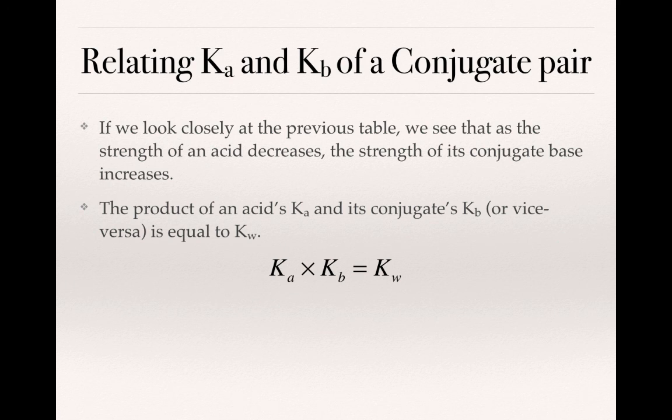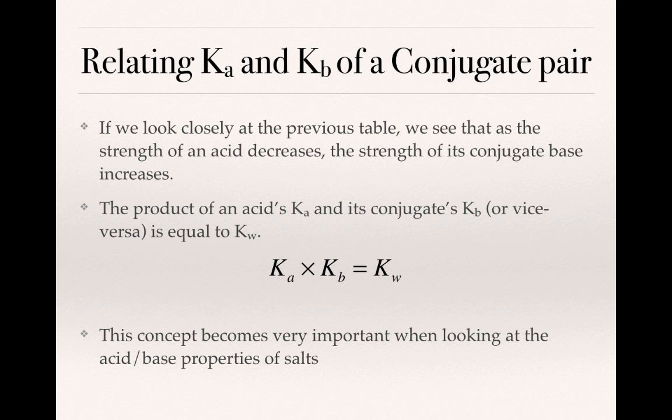The Ka and Kb must be for a conjugate pair. It can't just be for any acid or base. It must be for a conjugate pair. But this concept becomes very important when we're looking at calculating some of the acid-base properties of salts, especially if we want to find something like a pH.